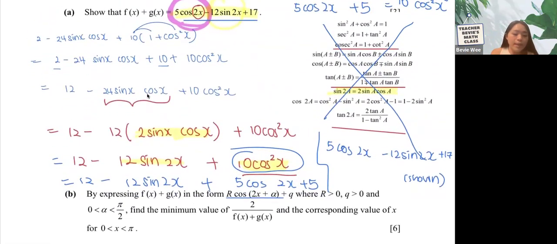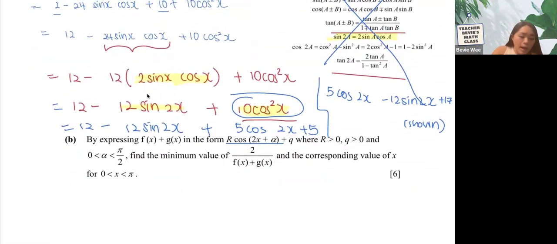Okay, so let's say if I didn't manage to get it, it doesn't matter. I've already got f(x) plus g(x) is this. Sorry, wrong. It's 5 cos 2x minus 12 sine 2x plus 17. I want it in the form of R cos(2x plus alpha) plus q.